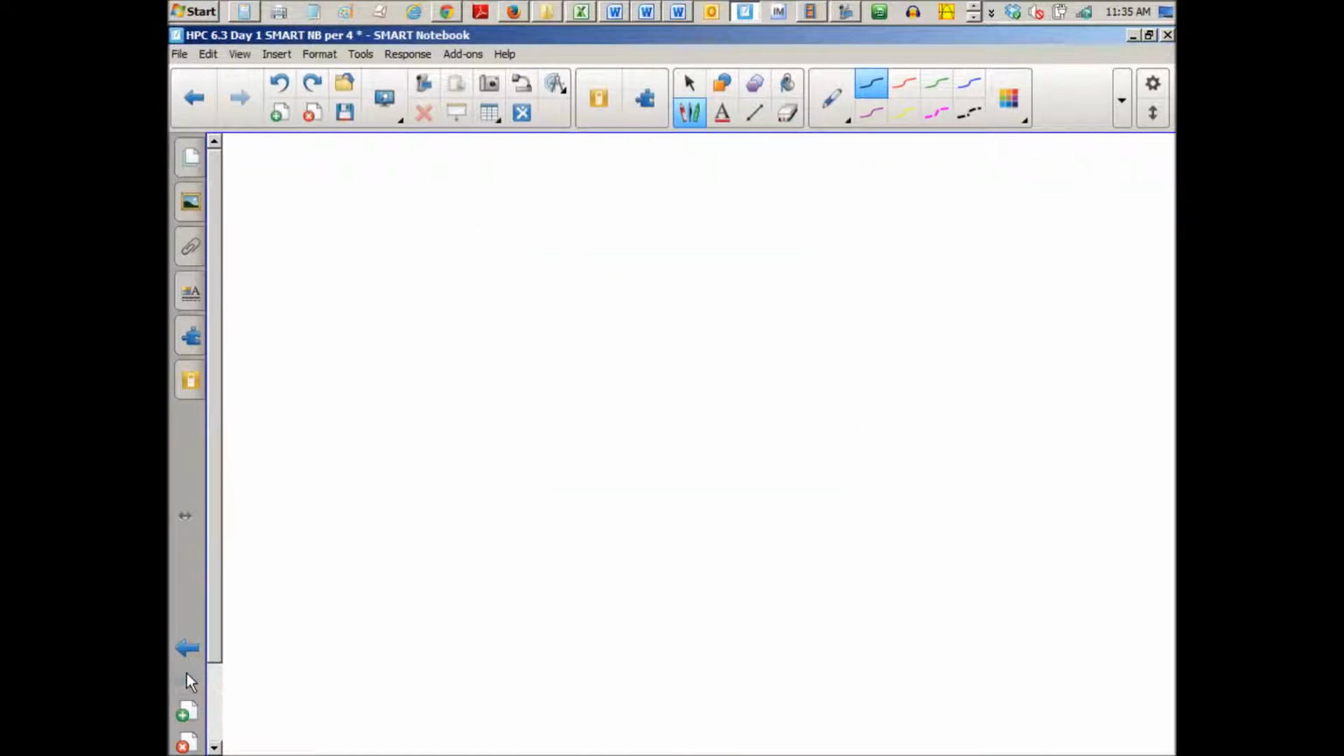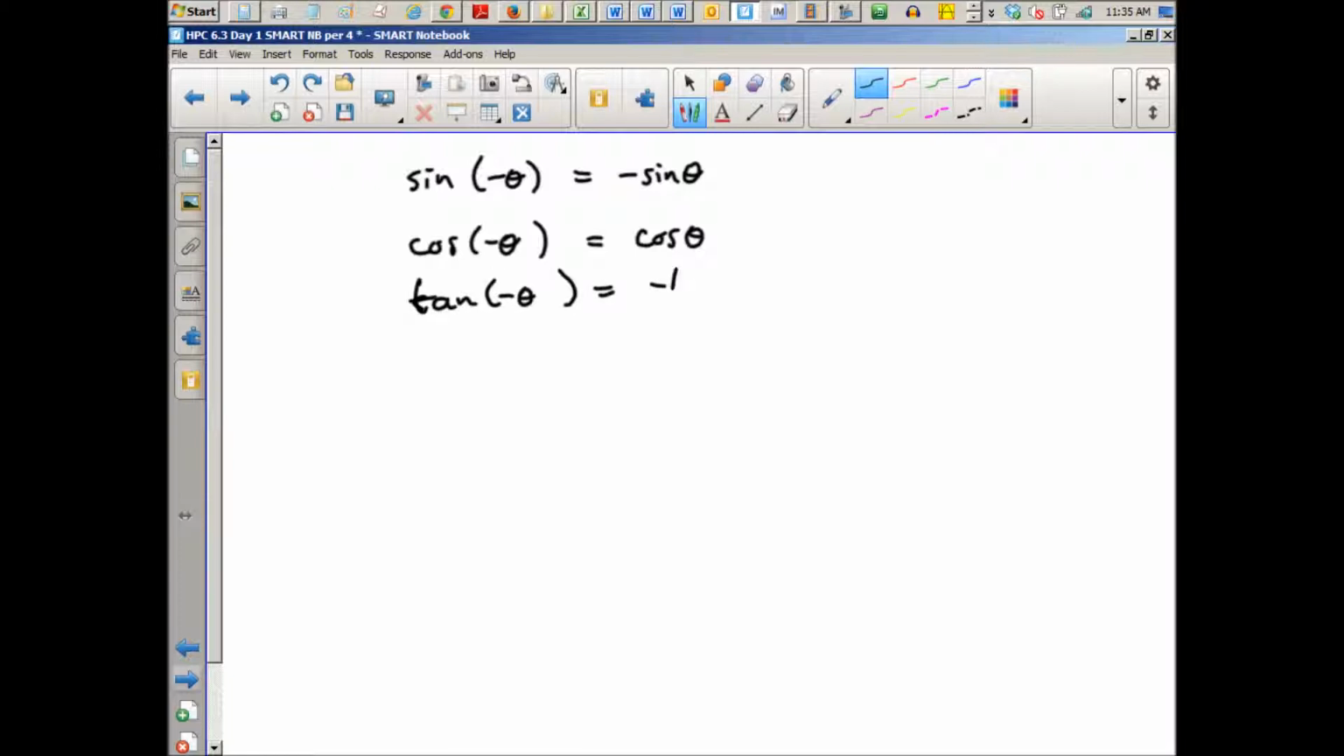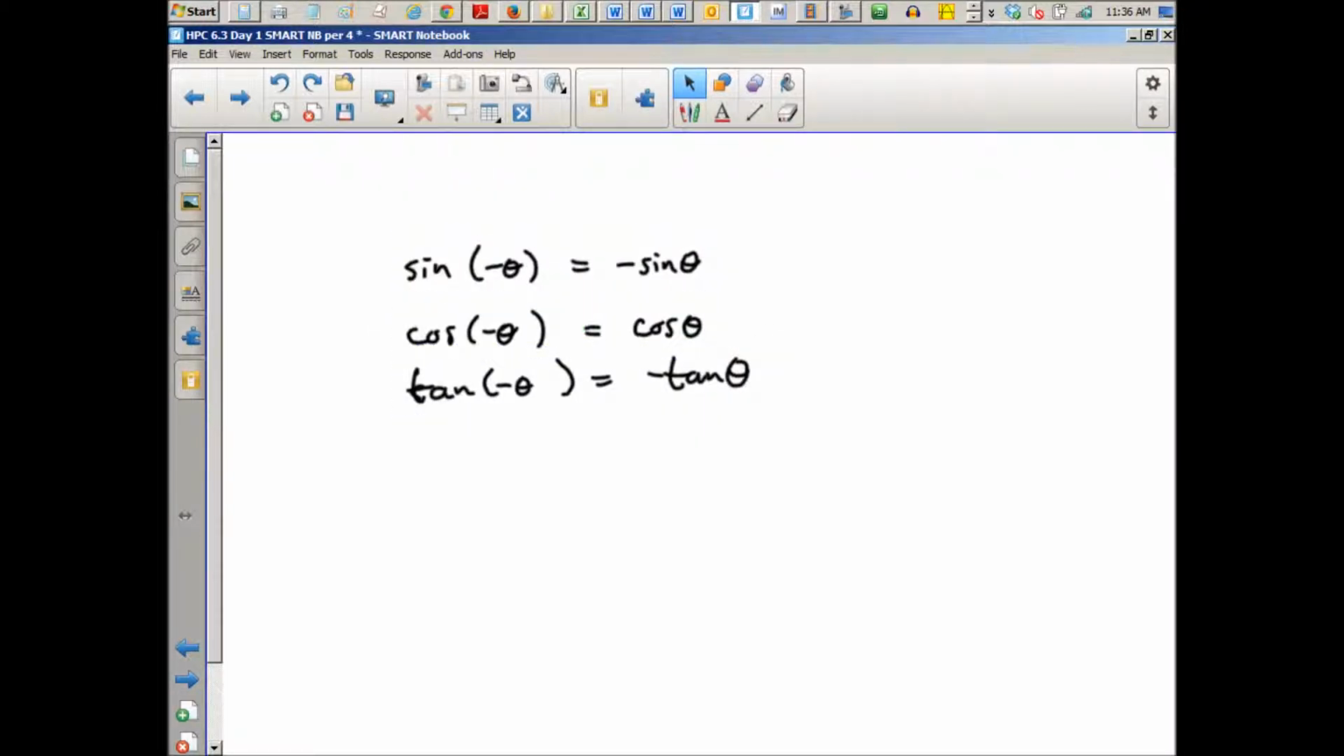Let's try some of these other identities that they have in the book. So there are a couple other identities, like there's this one, sine of negative theta equals negative sine of theta, and cos of negative theta equals cos of theta, and tan of negative theta equals negative tan of theta. These are listed in the textbook as even-odd identities. Okay? Even/odd identities.